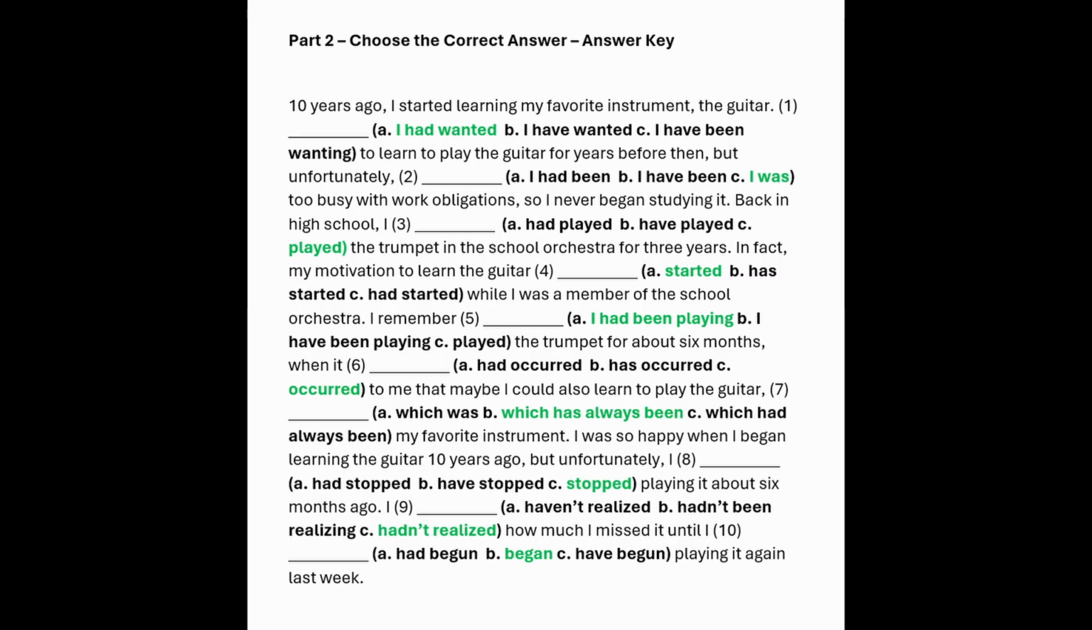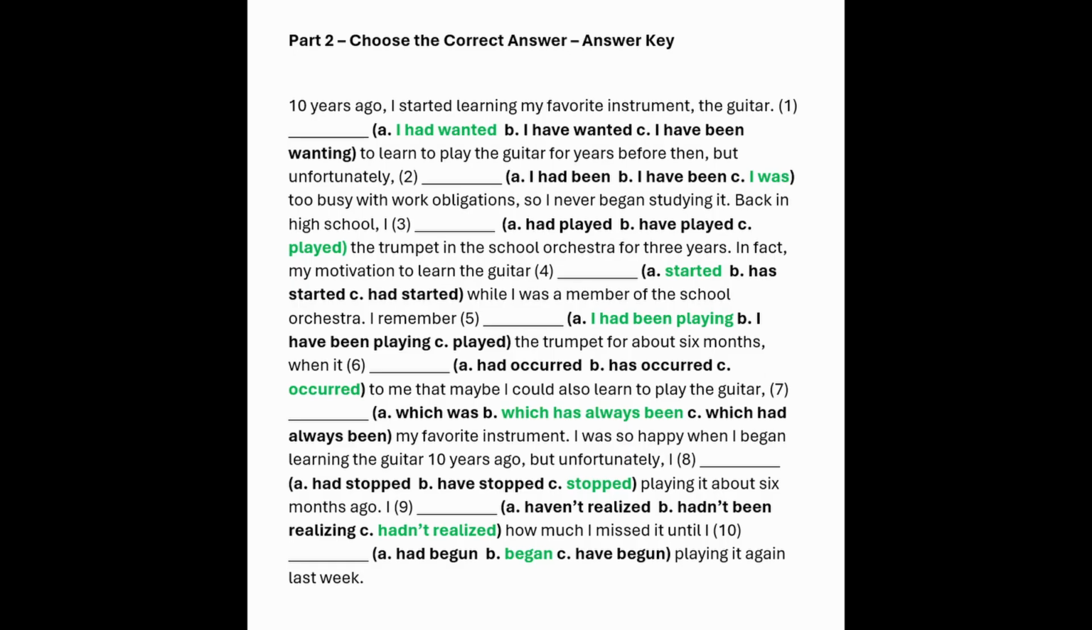Okay, number 5. I remember I had been playing, I have been playing, or I played the trumpet for about 6 months when something else happened. So this is providing context. This is a background action. This is comparing two actions. So most likely we are going to use the past perfect or the past perfect progressive for number 5. So I remember I had been playing. That's the correct answer. I had been playing.